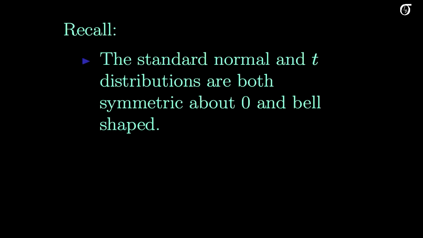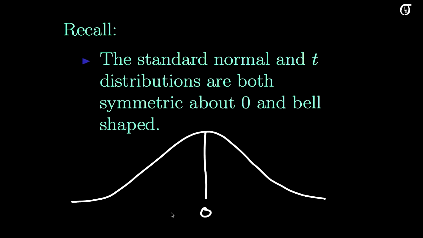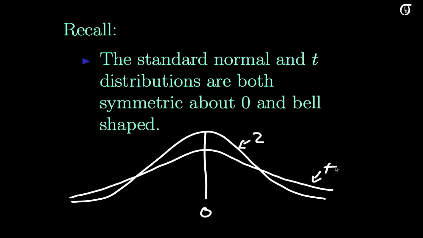So if you recall, the standard normal and t-distributions are both symmetric about 0 and bell-shaped. So if I were to draw this out, if this is my standard normal curve where 0 is in the middle, the t-distribution looks a lot like that, only with heavier tails and a lower peak. Now the t-distribution involves degrees of freedom, and those degrees of freedom are based on the sample size, n-1 in this case. And as your sample size tends to infinity, and your degrees of freedom therefore tend to infinity, your t-distribution tends toward the standard normal distribution.